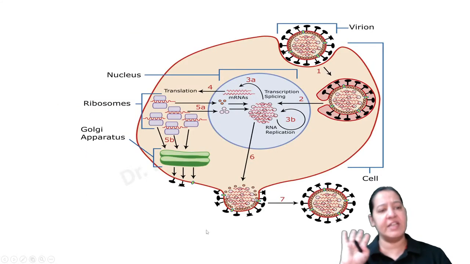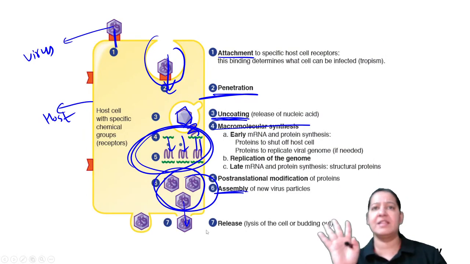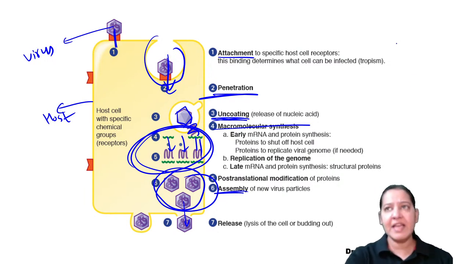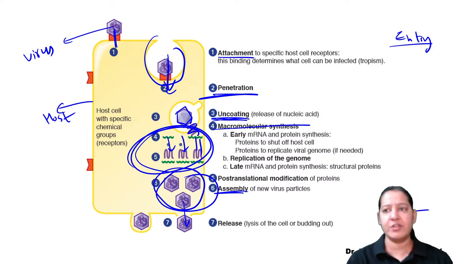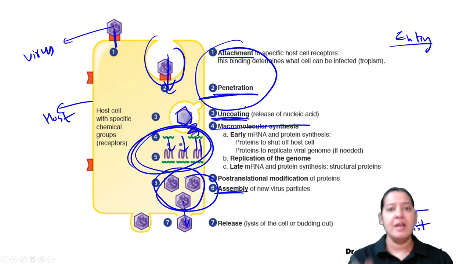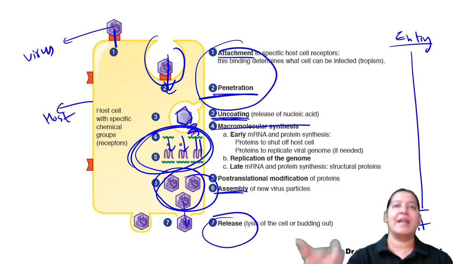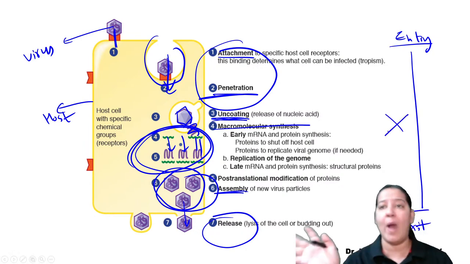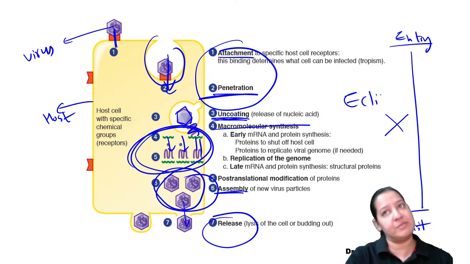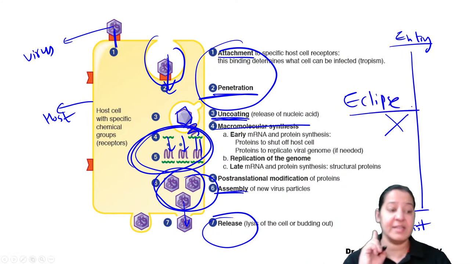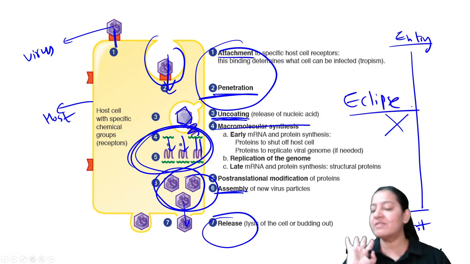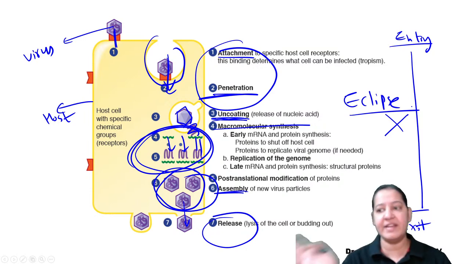We have seen the details of these 6 steps already. We have seen this is the point of entry and this is the point of exit. That is the first step, attachment and penetration. After that, the virus is visible only at the time of the release. In between these 2 points, between penetration and release, the virus is invisible. We cannot see the virus. This phase is known as the eclipse phase. We studied this yesterday. So that was a revision of the replication we studied yesterday.